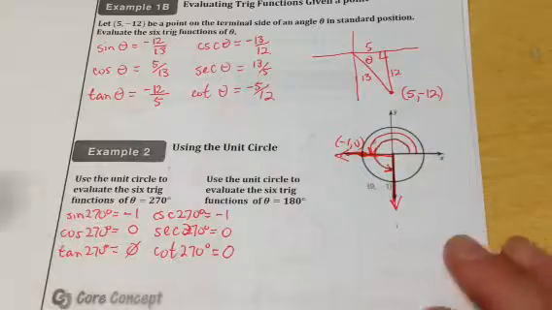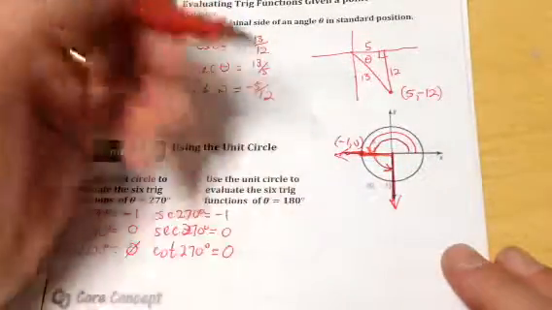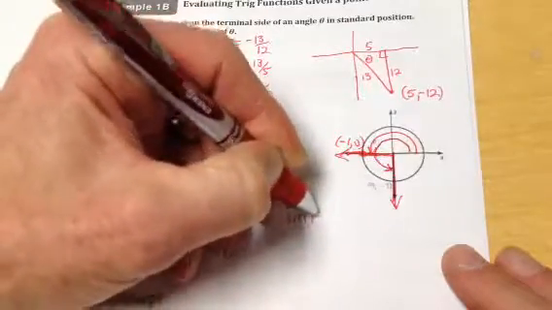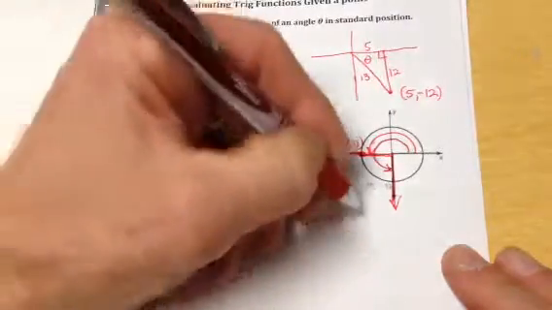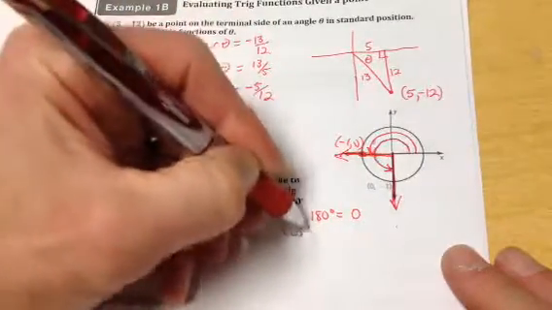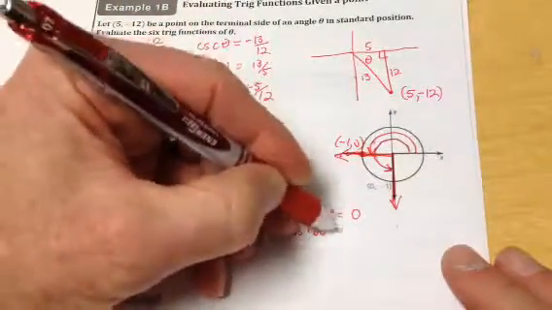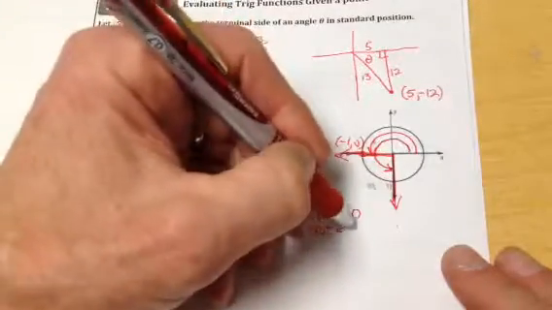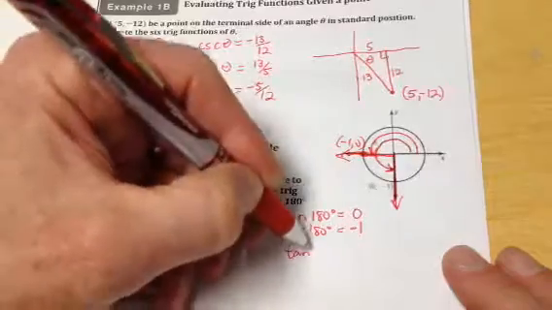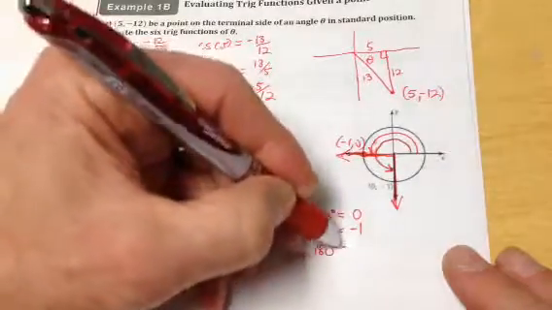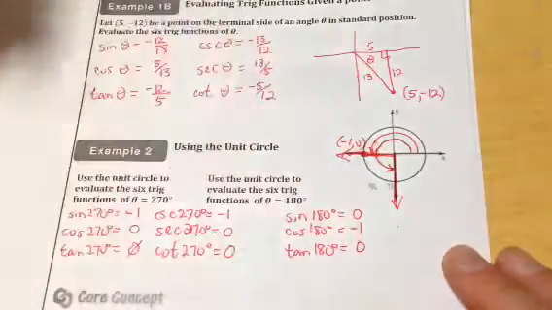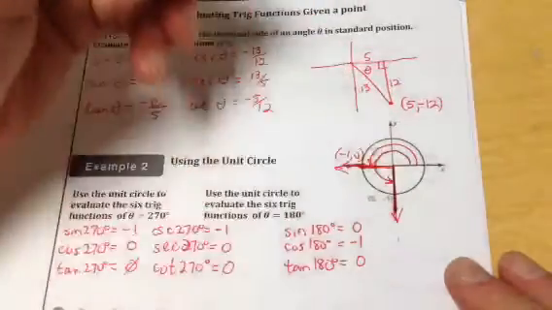Anyway, this goes through -1, 0. So if we wanted to say sine of 180, that would be 0 because the y-coordinate is 0. Cosine of 180, because the x-coordinate is -1, is -1. Tangent of 180 is y over x, and that is possible. 0 divided by -1 is 0.